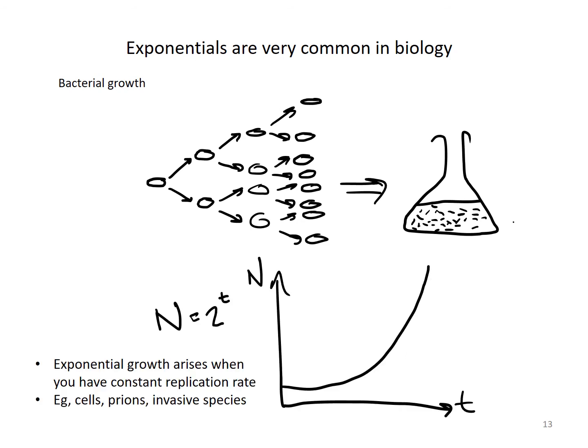If you were to plot a curve from this general formula, what would be the shape of this curve? Well, it is known as an exponential curve. So this happens to cells, it happens to prions, invasive species like viruses, as long as you have a constant replication rate.